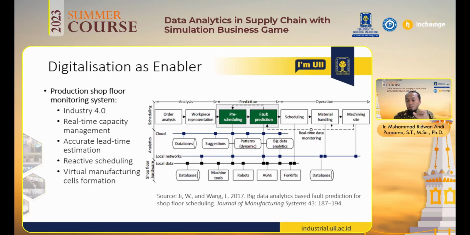If we can monitor the condition of the machine, then we can try to predict when this machine will fail. Then we can arrange maintenance activity to anticipate the machine breakdown. Because if the machine has already broken down, of course the maintenance activity will be longer and also the cost will be higher. So in order to anticipate that condition, sometimes we need to have preventive maintenance before our machine breaks down.